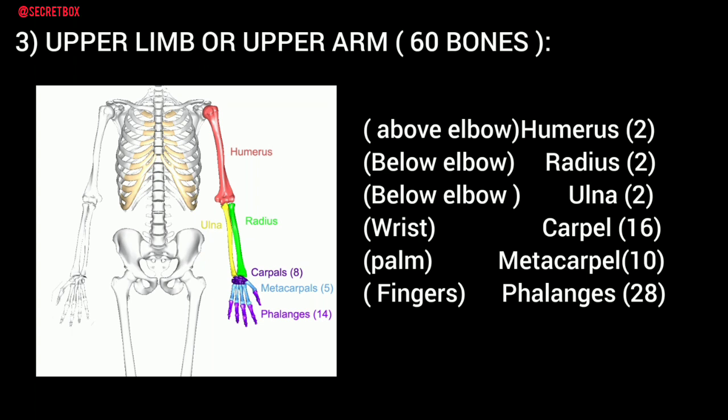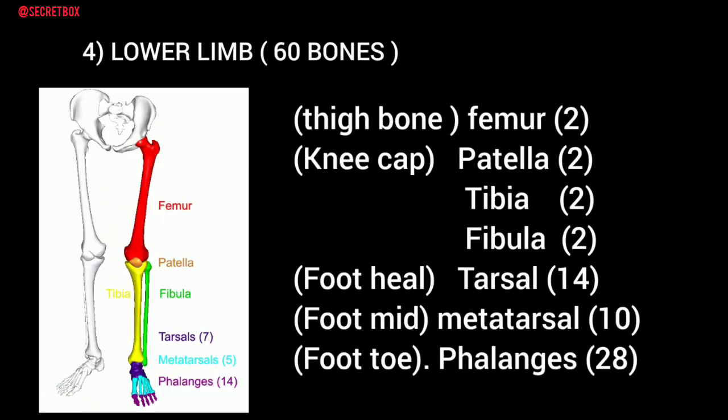Upper limb, 60 bones: humerus, radius, ulna, carpal, metacarpal, phalanges. Lower limb, 60 bones: femur, patella, tibia, fibula, tarsal, metatarsal, phalanges.